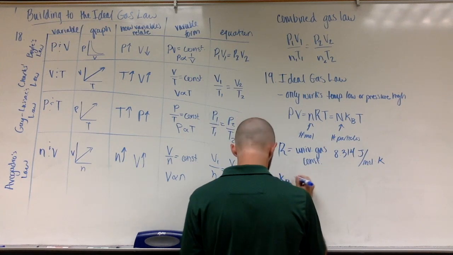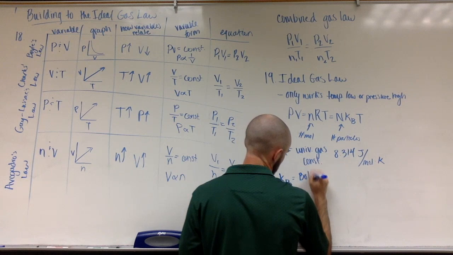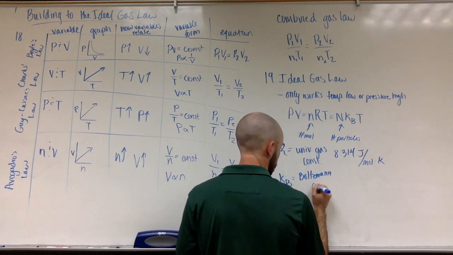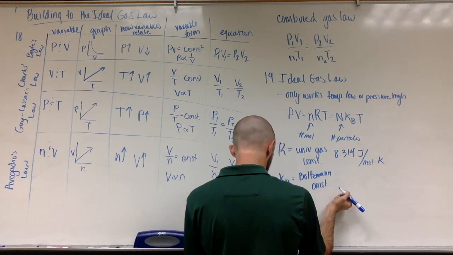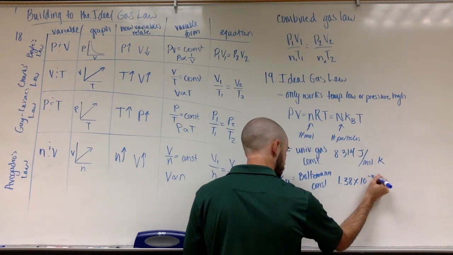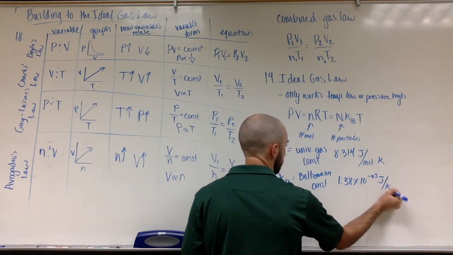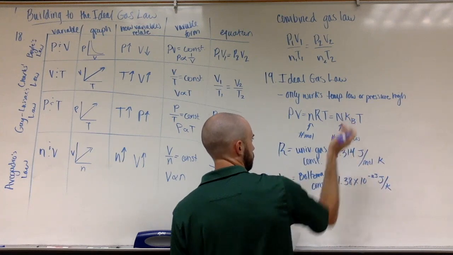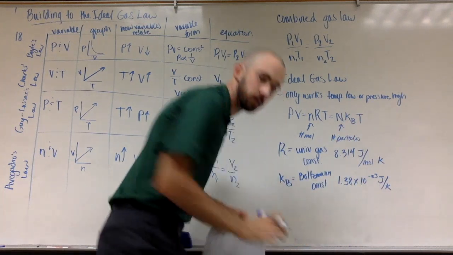k_B is the Boltzmann constant. And the Boltzmann constant is 1.38 times 10 to the minus 23 joules per Kelvin. Notice there's no representative unit here because molecules is not a unit that we use normally.